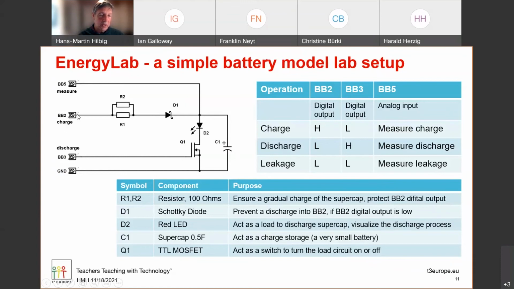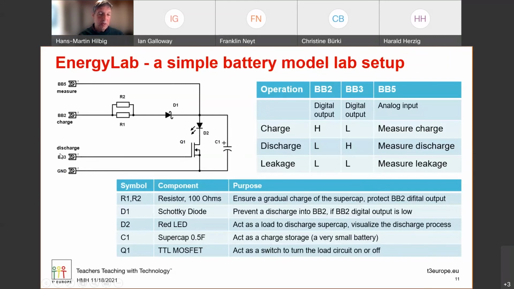When charge is on, or the BB2 output is high, then the current flows through the resistors, through the diode, into the capacitor, which is a supercap, a hybrid between a little battery and a huge capacitor. So when BB2 is high, this capacitor is being charged. When BB2 is low and BB3 is low, then nothing happens. The charge in the capacitor is measured by BB5, which is connected to the capacitor.